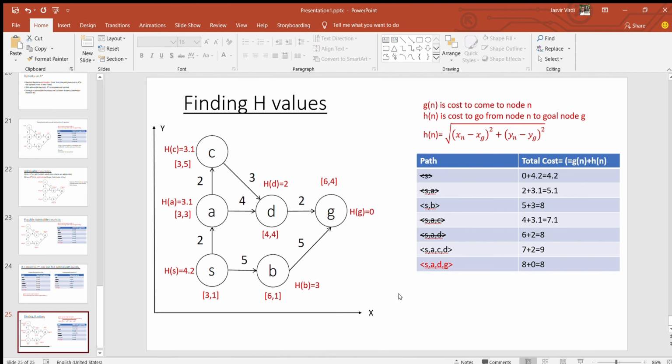So the thing that I want you to remember out of this video is that having an admissible H is critical for the A star algorithm to give you an optimal path. And in case you don't have an admissible H, you would still be able to find a path from the start node to the goal node, but that could be suboptimal.